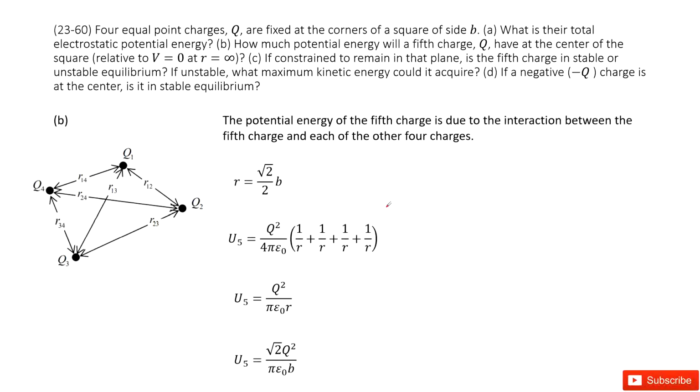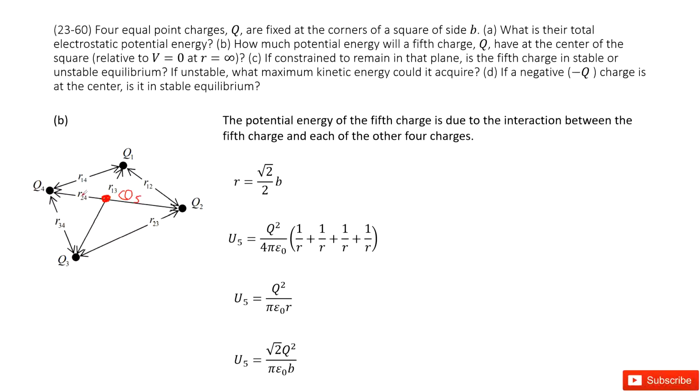The second part tells you, now we need to put a fifth charge Q at the center of this square. So the fifth charge is there. This is Q5, right? Can you find the potential energy required? That means the potential energy of Q5 is due to the interaction between Q5 and each of the charges Q1, Q2, Q3, Q4.